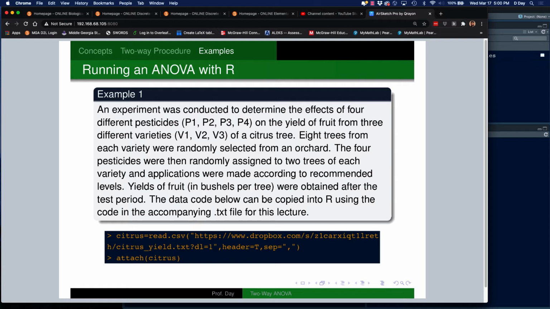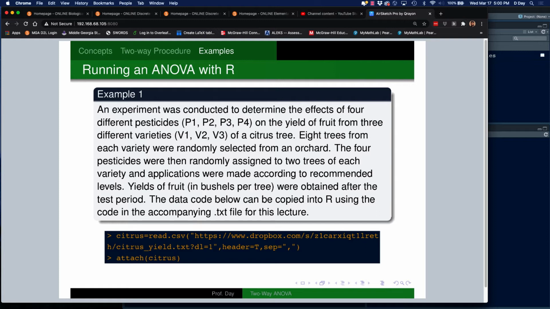But 8 trees from each variety were randomly selected from an orchard. The 4 pesticides were then randomly assigned to 2 trees of each variety, and applications were made according to recommended levels. All right, so we don't know how much they put on these trees. That could also be an underlying factor in these things as well, if somebody screwed that up.